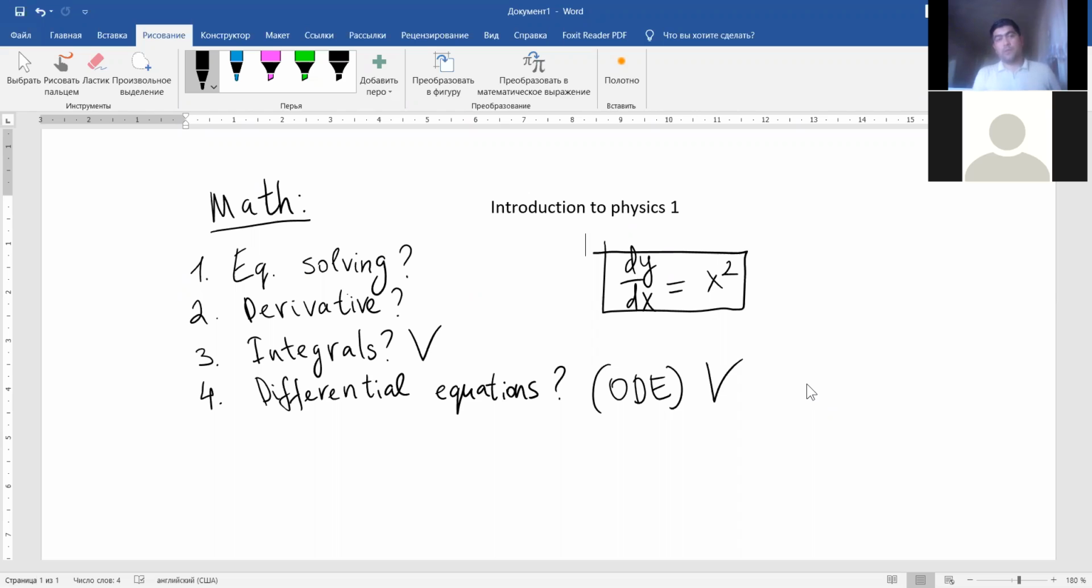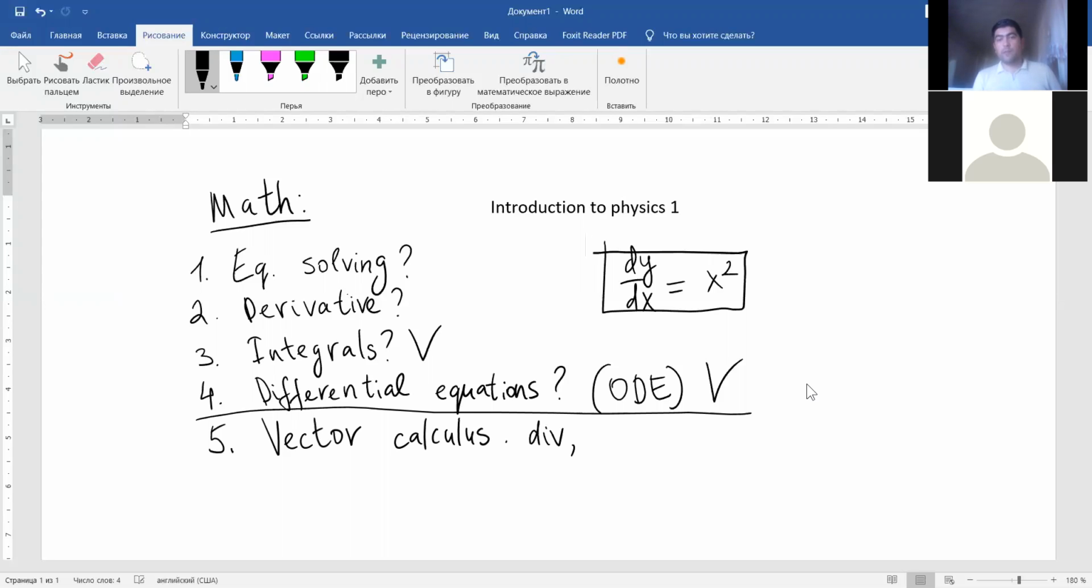So, equation solving, derivatives, integrals. This is what you should know from mathematics, and from vector calculus also you should know the vector calculus. For example, divergence, rotor, gradient. Can you take divergence, rotor, gradient of vectors?